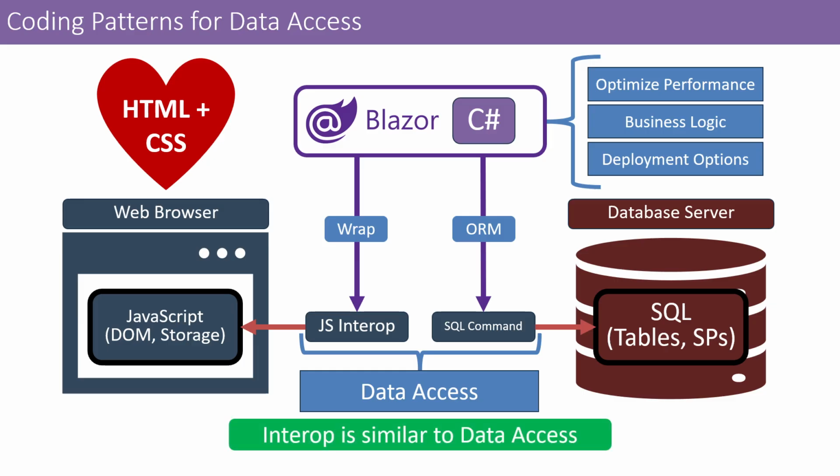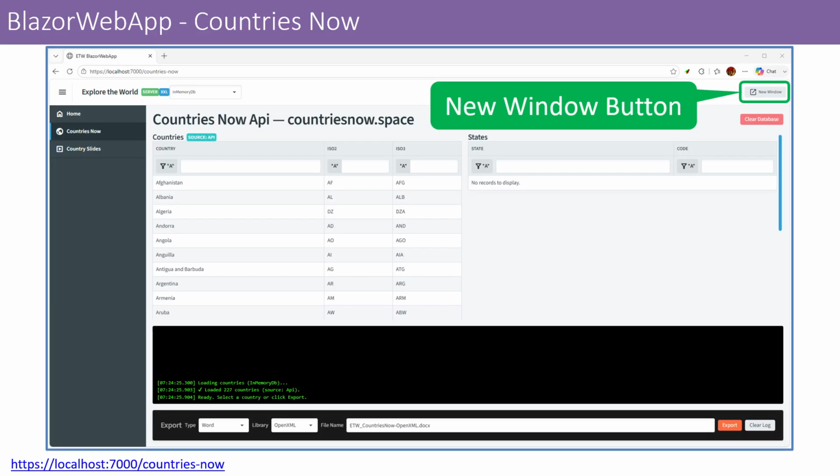So interop is a lot like data access. If you keep that in mind, you'll be able to kind of structure your code and your implementations a lot better. Another example is a new window button. So something simple like this is not so simple in Blazor. But hopefully this helps you understand why.